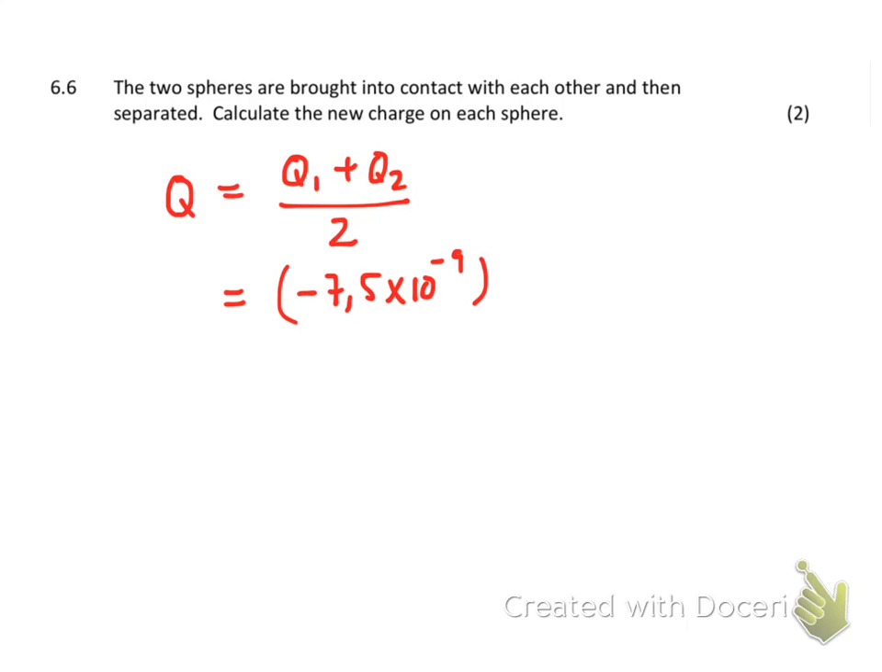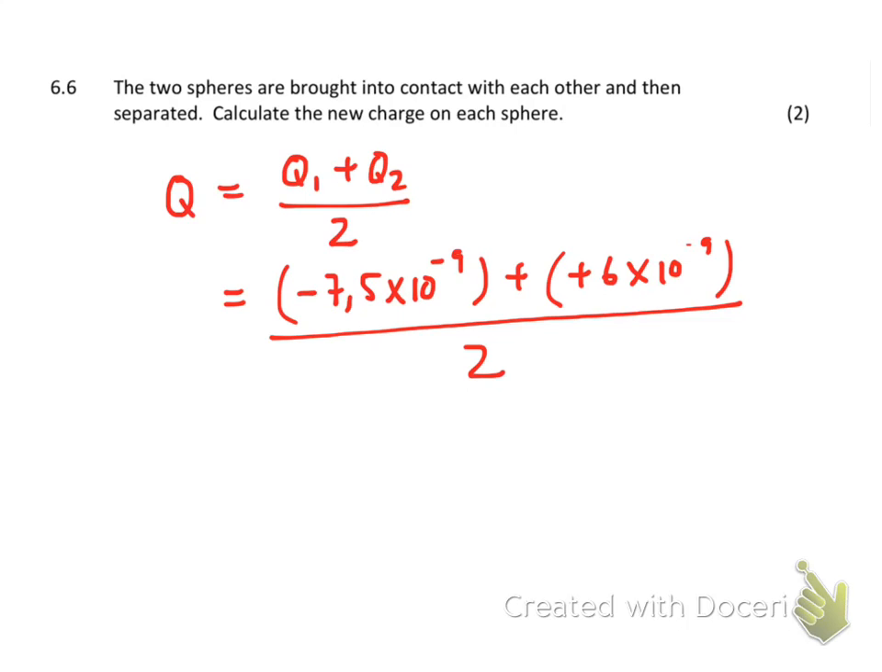So Q1 is minus 7.5 times 10 to the minus 9. Now we really do need to keep track of the positive and negative signs to indicate positive and negative charge. Q1 was a negative charge, and we need to add that to Q2, which is plus 6 times 10 to the minus 9. We've just calculated that, and then divide that by 2. And that gives us an answer of minus 7.5 times 10 to the minus 10 coulombs on each sphere.